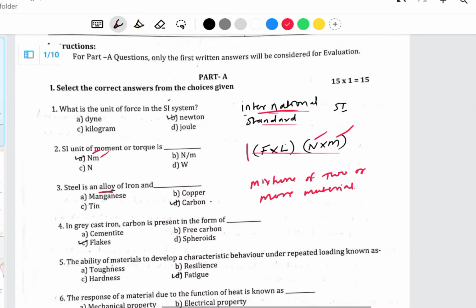Okay. Next, steel is an alloy of iron, and first you need to understand alloy. Alloy is a mixture of two or more materials. Remember it. So here one material is iron. Steel is an alloy, so it is made up of the iron, and the second one is carbon. You are adding the carbon. Carbon is the correct answer.